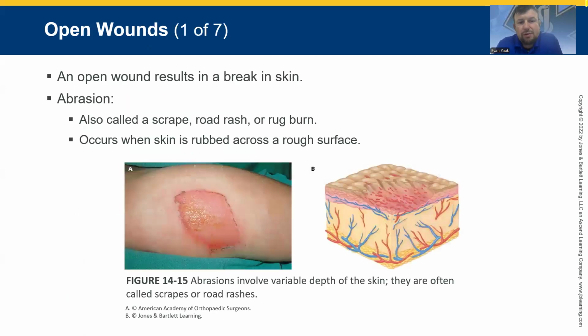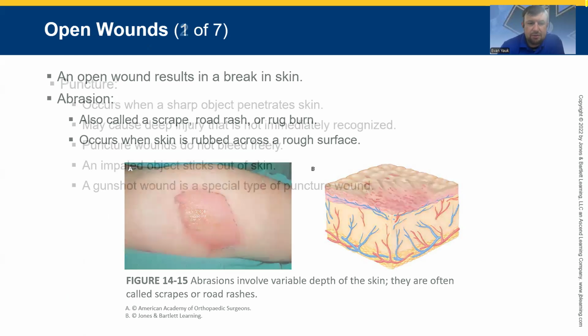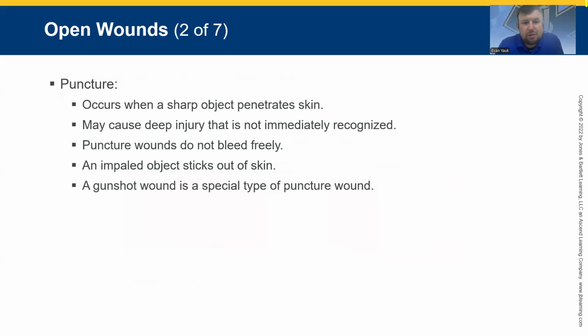An open wound results in a break of the skin. Abrasions, also called a scrape, road rash, or rub burns, occur when skin is rubbed across a rough surface. A puncture occurs when a sharp object penetrates the skin and may cause deep injuries that are not immediately recognized. Puncture wounds do not bleed freely. An impaled object is sticking out of the skin. A gunshot wound is a special type of puncture wound.